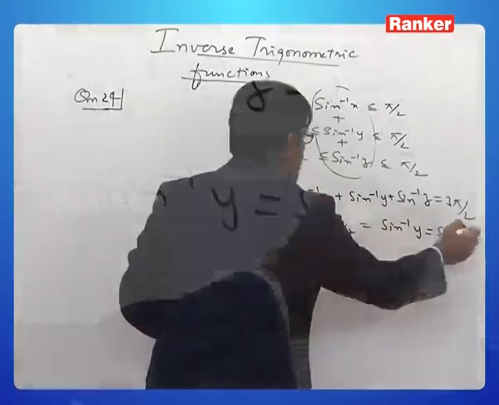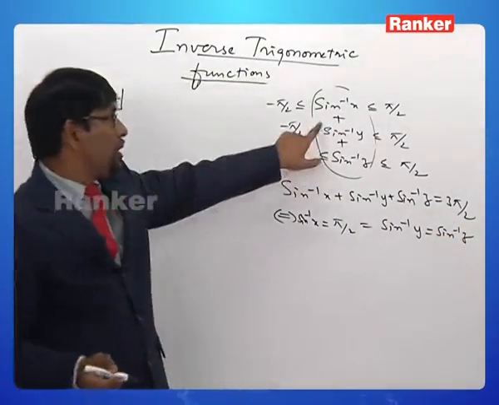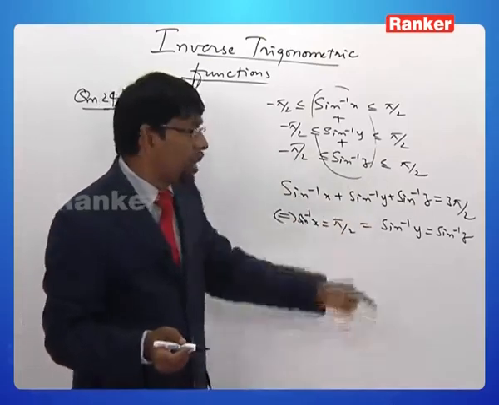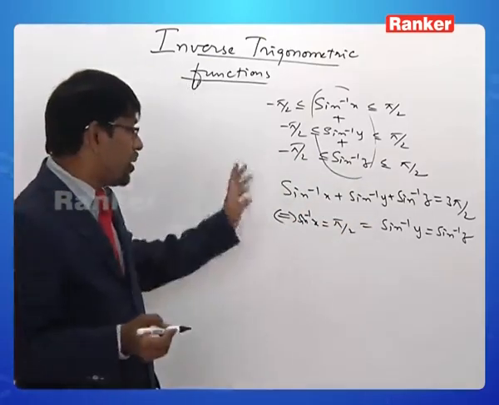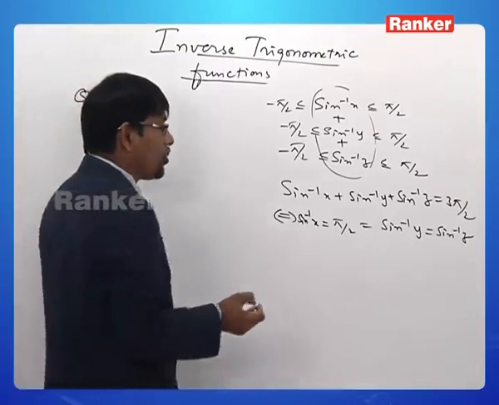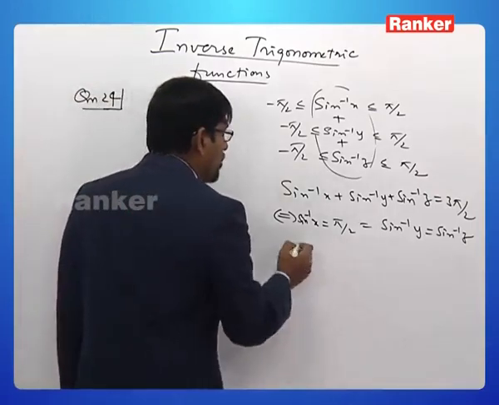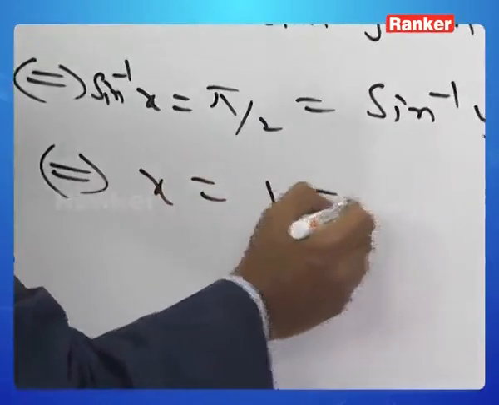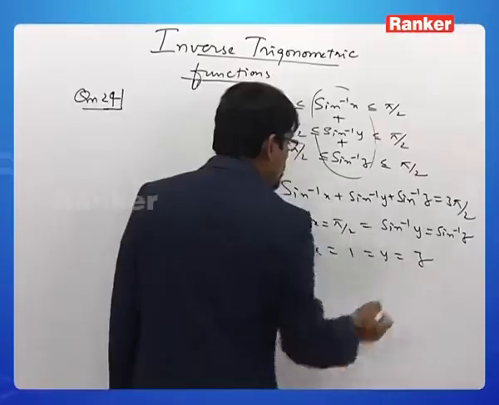So each should have been equal to pi by 2, because the maximum each can attain is pi by 2, and the sum can be 3 pi by 2 only when all of them are at their maximum. So we have this here. That means x has to be 1 and y also has to be 1 and z also is equal to 1.